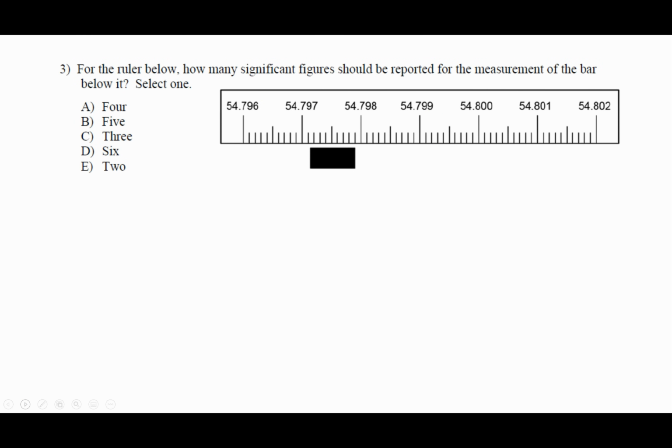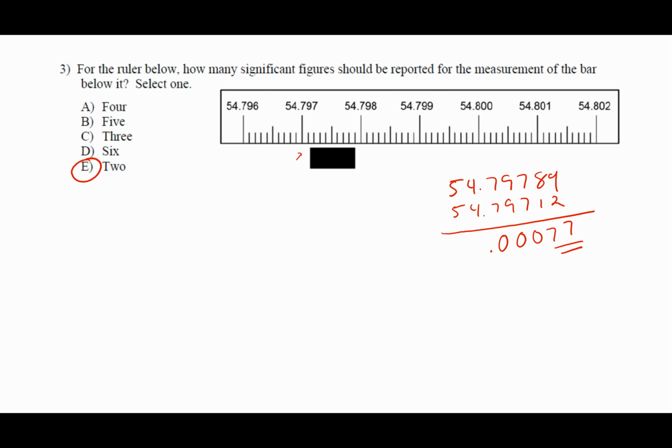For the rule below, how many significant figures should be reported for the measurement of the bar? Well, let's measure the bar. The bar is going to be 54.797. I'm going to say it's 89. And then this edge of the bar will be 54.797. And I'm going to call that 1, 2. So 9 minus 2 is 7. 8 minus 1 is 7. 1, 2, 3 decimal. So I have 2 sig figs. So the answer is 2 sig figs.